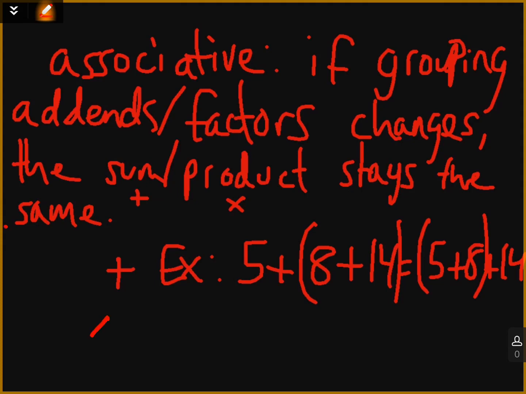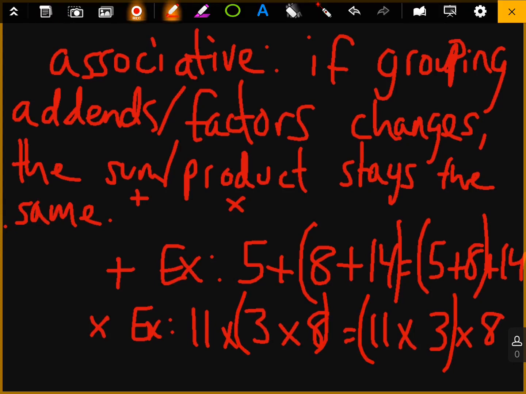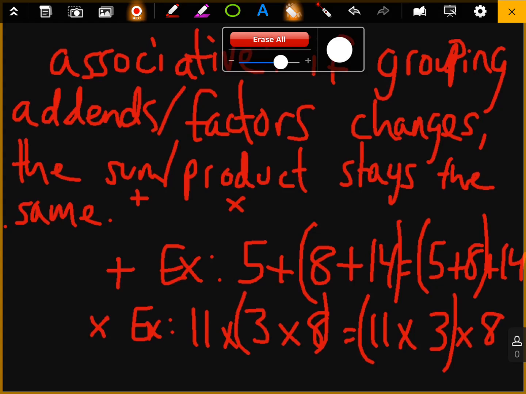And that's the same for multiplication as well. Here's what it would look like in multiplication. If you have 11 times 3 times 8, I'm just going to write it out first before I put the parentheses. It doesn't matter if the parentheses are here or if they're here. The answer is still going to be the same, and that's what that property is. Go ahead and make sure you write all that down. You can rewind and pause if you need to. Any questions you have, let me know.